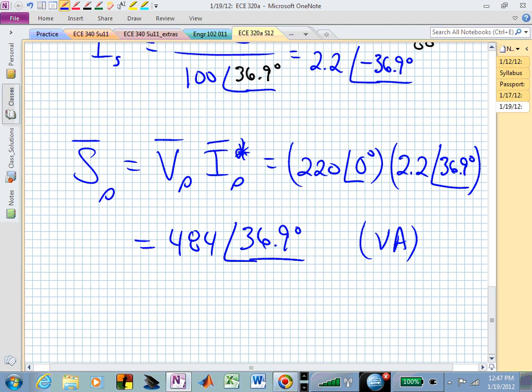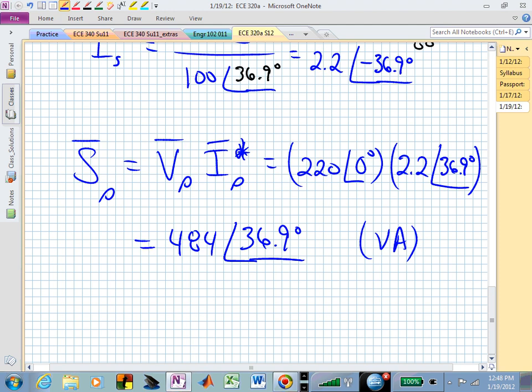What would you expect the complex power to be if you have a lagging current? Inductive or capacitive? An inductor gives you lagging. And how do we interpret this? This is 484. That's our apparent power. That's the product of the magnitude of the voltage and the current. That's our apparent power. We might want to see what's the real power and what's the reactive power.